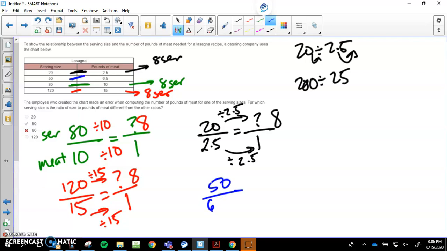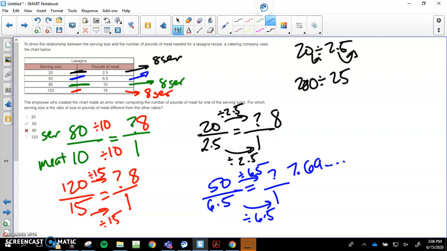50 servings for 6.5 pounds of meat. How much servings for 1 pound of meat? Now again, we divide by 6.5 and do the same thing here, divide by 6.5. Now pause the video, do whatever you need to do to solve that. But if I did 50 divided by 6.5, it's going to give me a long decimal, like 7.69, yeah. Either way, that's not the same. That's obviously something a lot different. So because that one's different, 50 was the right answer. That is the one recipe that does not follow the rest.